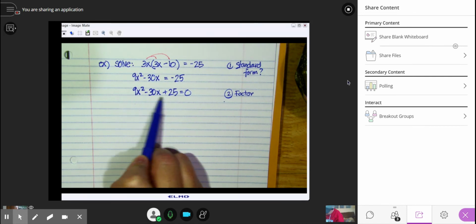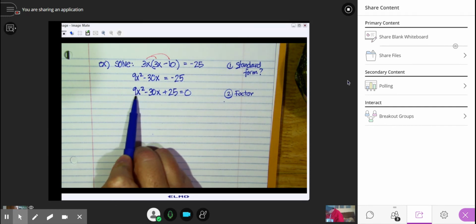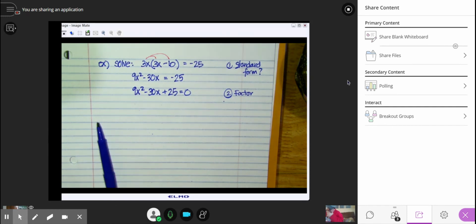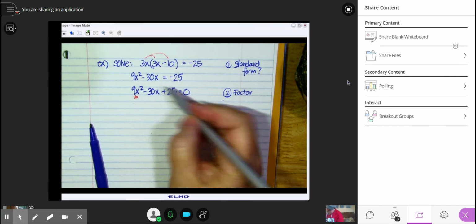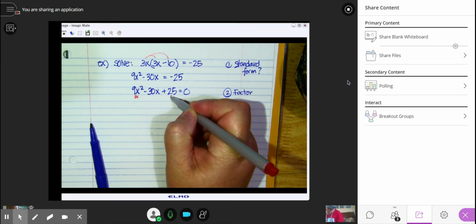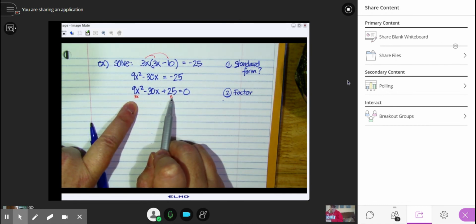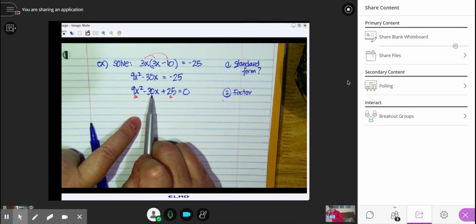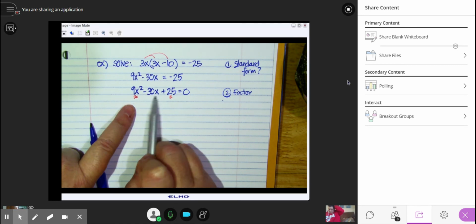Now, I noticed something about this guy. Do you? Yeah, this is 9x squared. If I take the square root of that, that's going to be 3x. And if I take the square root of 25, that's 5. So my first and my last are perfect squares. Is the middle term those two multiplied together and doubled?